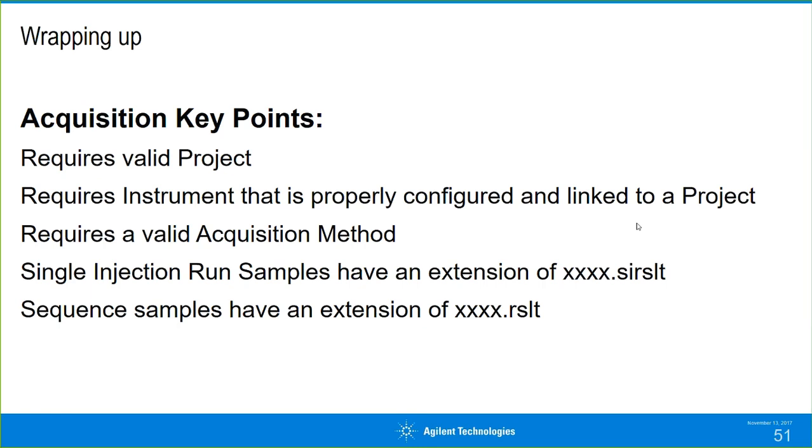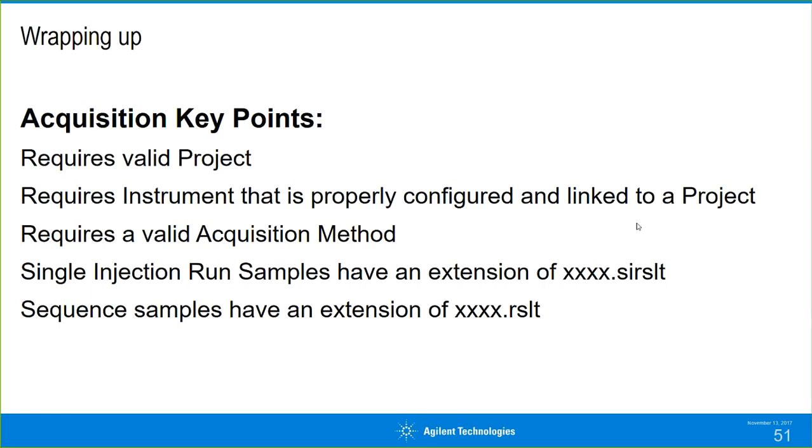All right, it requires an instrument that's probably configured with a project. Again, I can't load an instrument without it being a part of some project. All right, then it has to have an acquisition method. I won't even be able to hit the run button if it didn't have it.